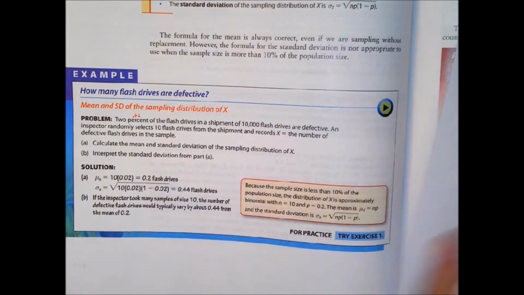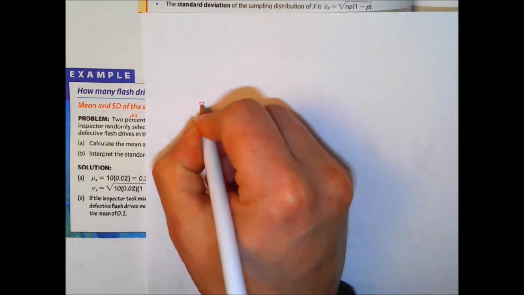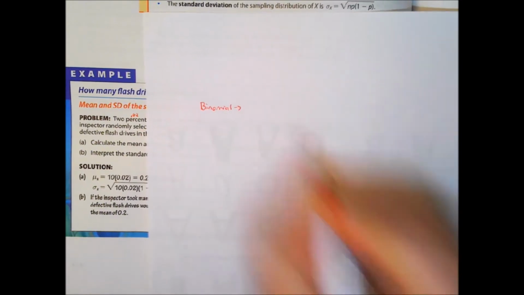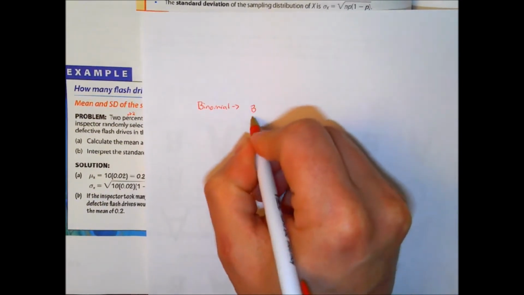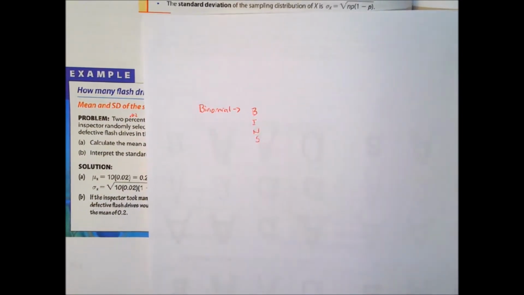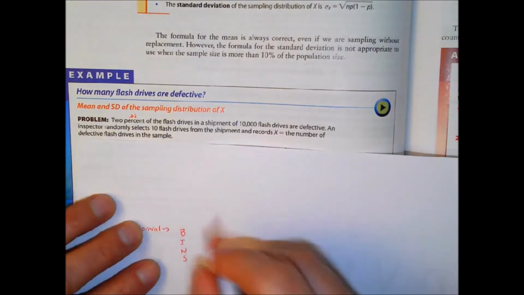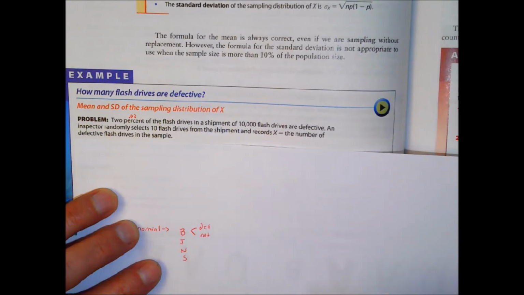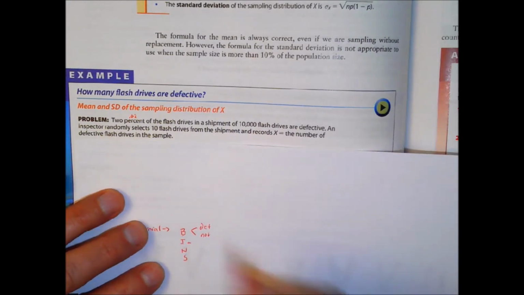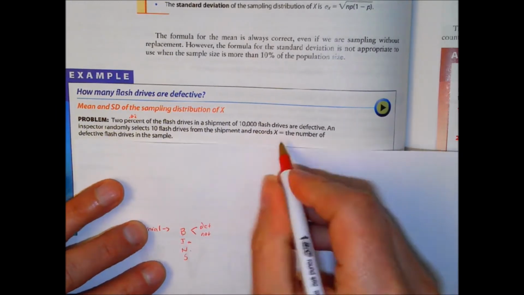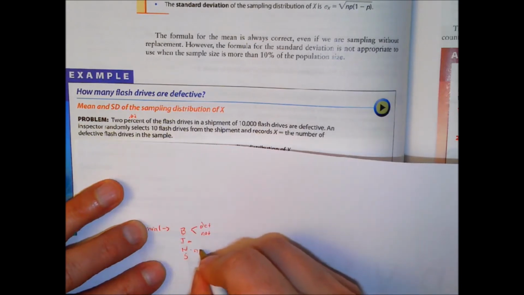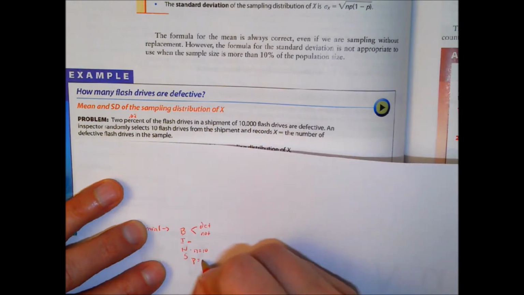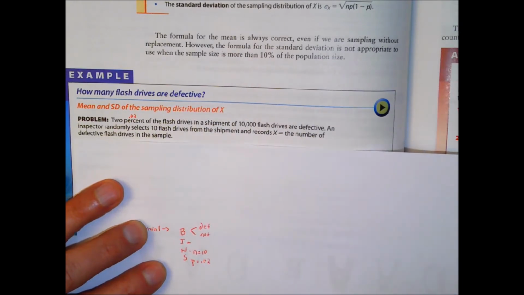Okay. So if we think back to last chapter, remember if something is binomial, we know that it has to fit BINS, right? So does this fit BINS? Either they are defective or not defective. Independent, we're not going to worry about that for right now. We're going to take a sample of 10 flash drives, and the probability that they are going to be defective is 2%. So it's binomial.